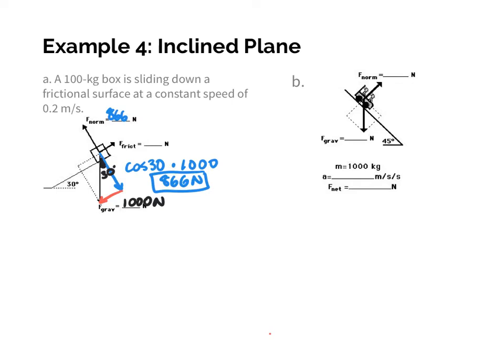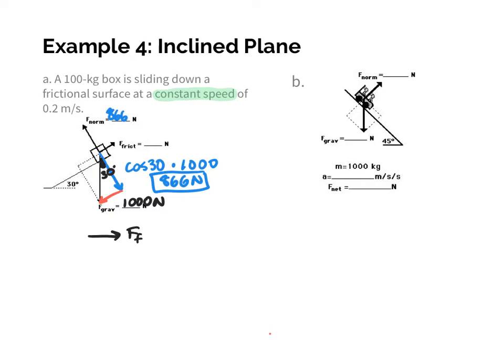Same thing here: notice it says that the object is sliding down at a constant speed. So this one is looking at constant speed, which would be a state of equilibrium, not necessarily statics, because the thing is moving. But moving at a constant speed means that all the forces are balanced. So up and down, the normal force and that vertical component of gravity are going to be balanced. That also means that the force of friction and this horizontal component are going to be balanced.